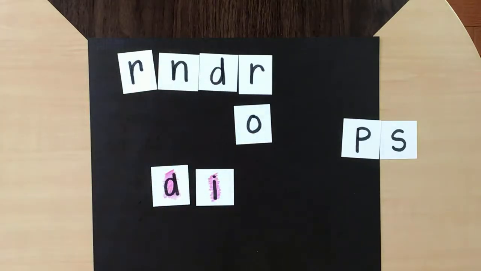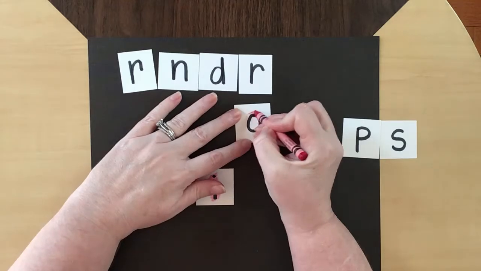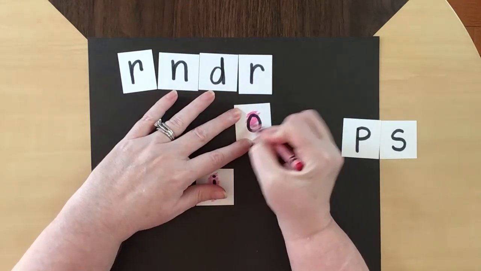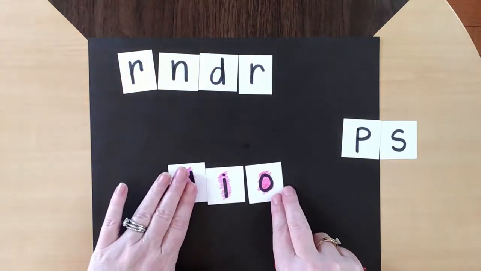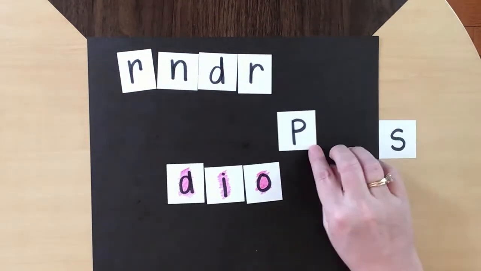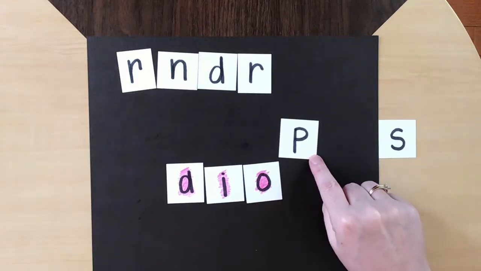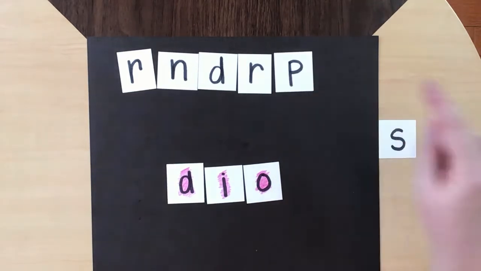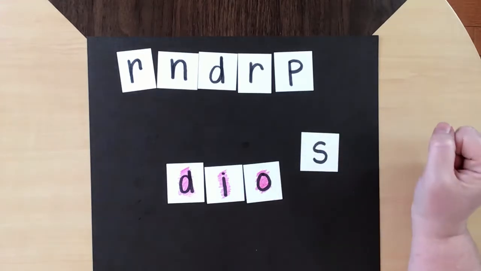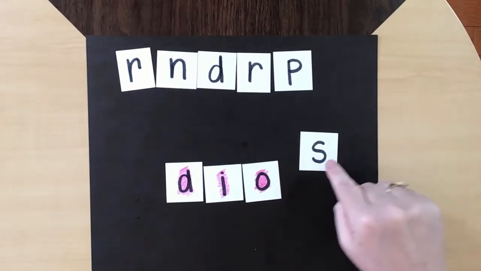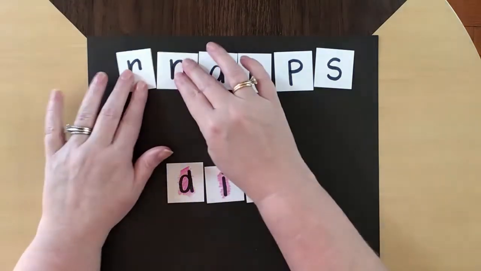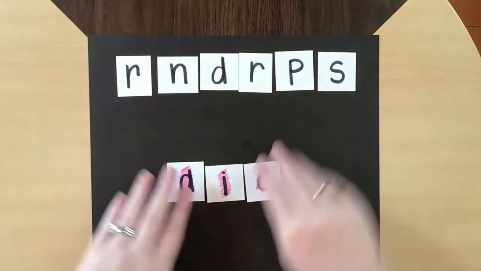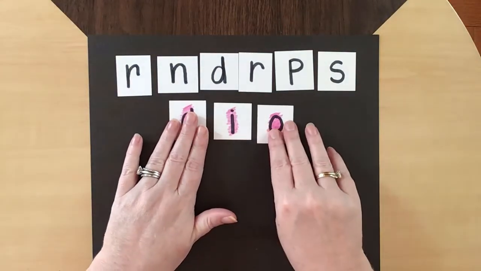O, vowel or consonant? If you said vowel, you're right. Go ahead. And if you have your red crayon, and if you don't, that's perfectly fine too. I'm just going to do it here, and I'm going to put it down with my vowels. P, is it a vowel or a consonant? Consonant. And last is S. Is it a vowel or a consonant? It's a consonant. So now you should have your letters separated in two groups. Consonants on the top and vowels on the bottom.